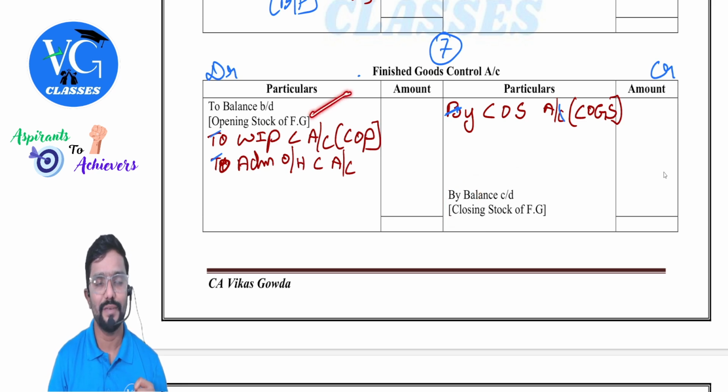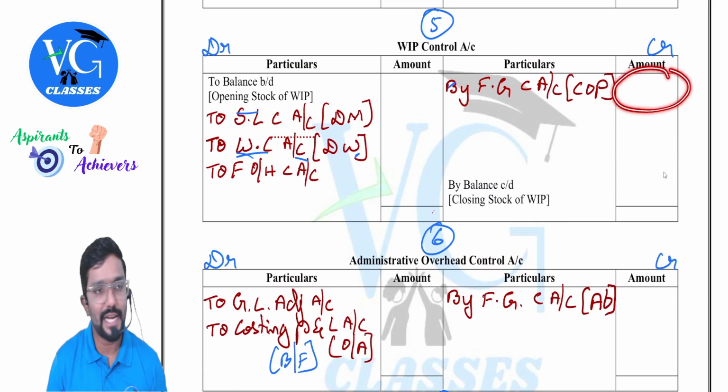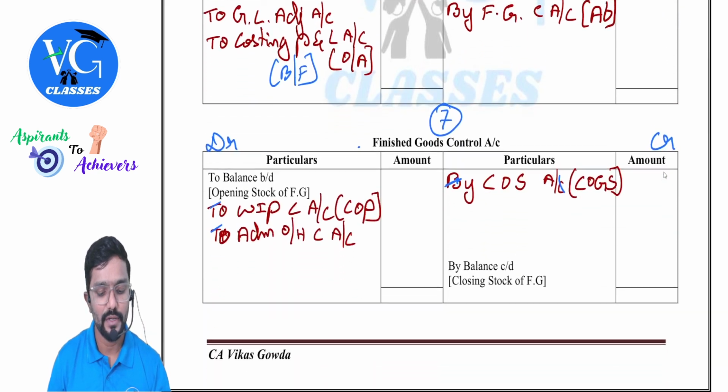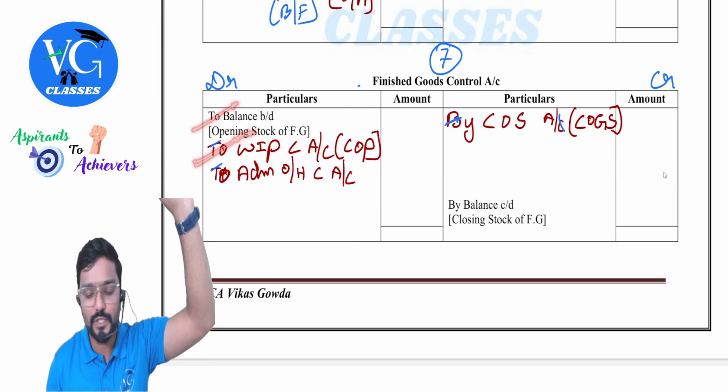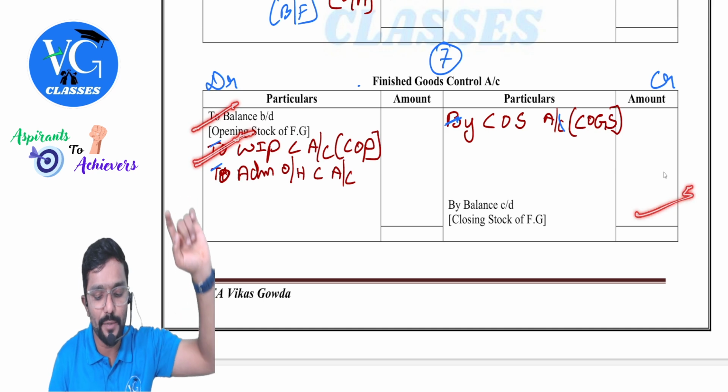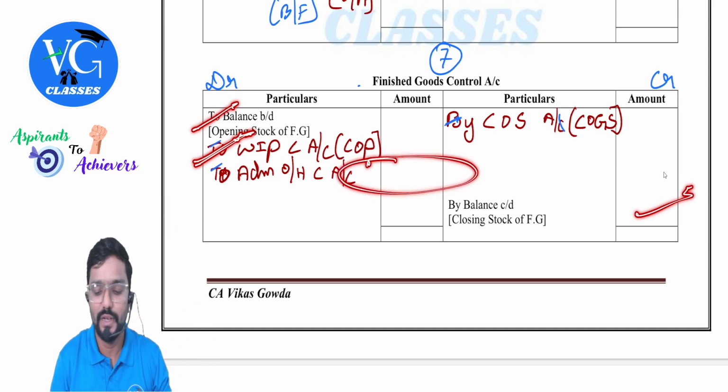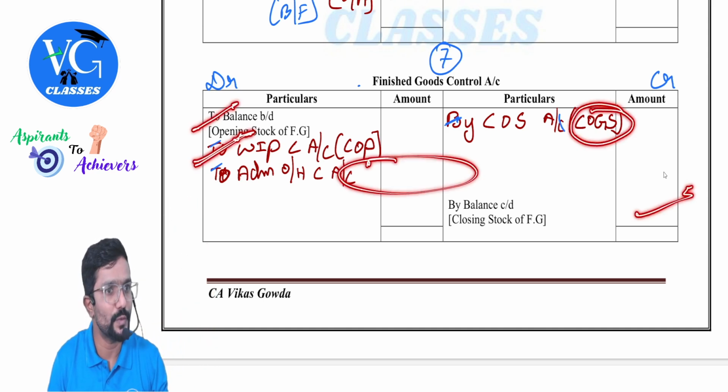So finished goods control account. Now it is an asset, so it will start with opening balance and end with closing balance. Then whatever cost of production is transferred here, receive it. Cost of production plus opening stock of finished goods minus closing stock of finished goods plus administrative overhead absorbed will give us what? Cost of goods sold.